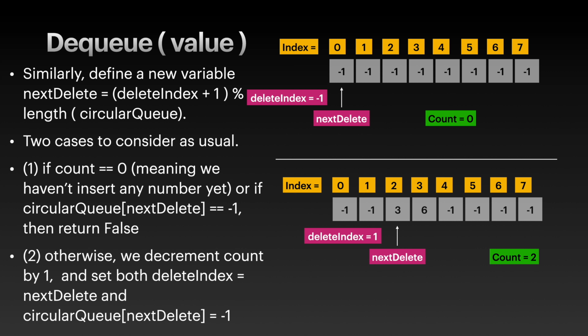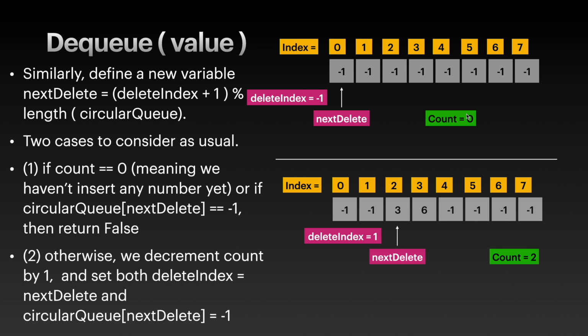The dequeue method is similar. We define a local variable, next delete, which is going to be (delete index + 1) modulo the length of the circular queue. Again, there are two cases to consider. If count is equal to 0, like in this case where all elements are equal to -1, that means we have not yet invoked the enqueue method, so count is 0. If count is 0, then we cannot dequeue this circular queue.